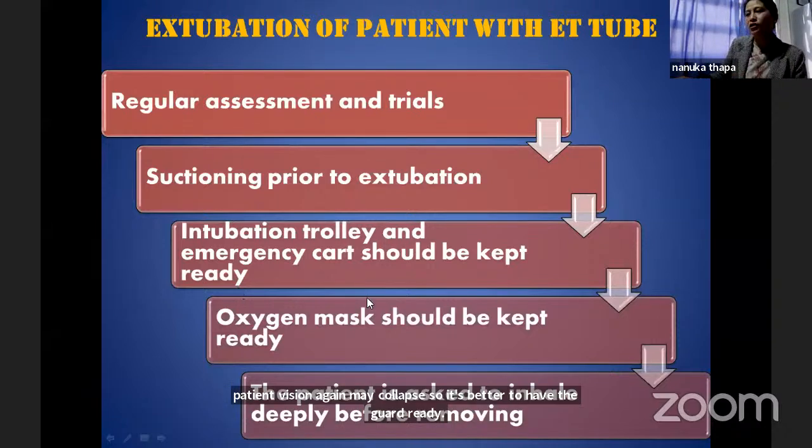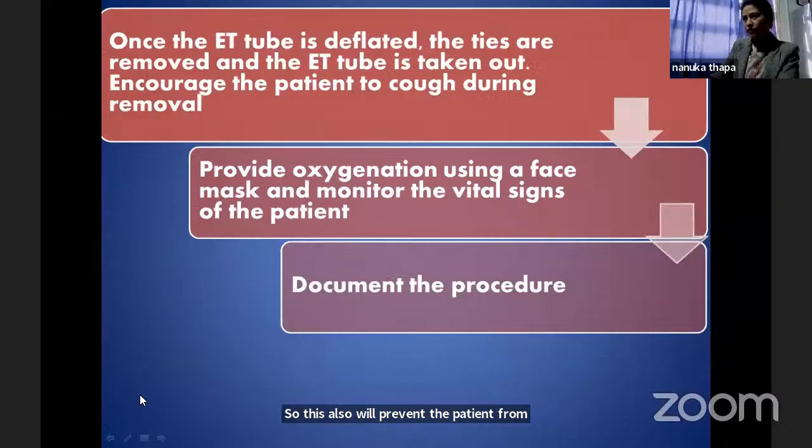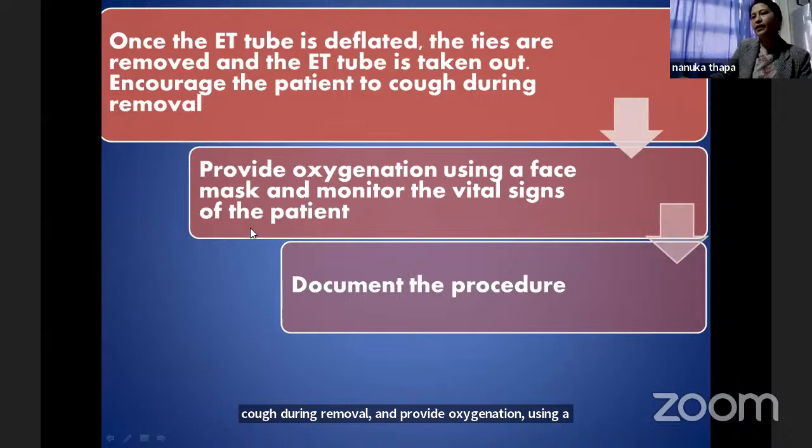Then an oxygen mask should also be kept ready after extubation. The patient is asked to inhale deeply before removing, okay? Why do we ask the patient to inhale deeply before removing? This also will prevent the patient from aspirating. Then once the ET tube is deflated, the ties are removed and the ET tube is taken out. Encourage the patient to cough during removal, provide oxygenation using a face mask, and monitor the vital signs of the patient. After that, we have to document the procedure. So this is how you extubate a patient. I hope all of you have understood how to take care of the patient with the ET tube.